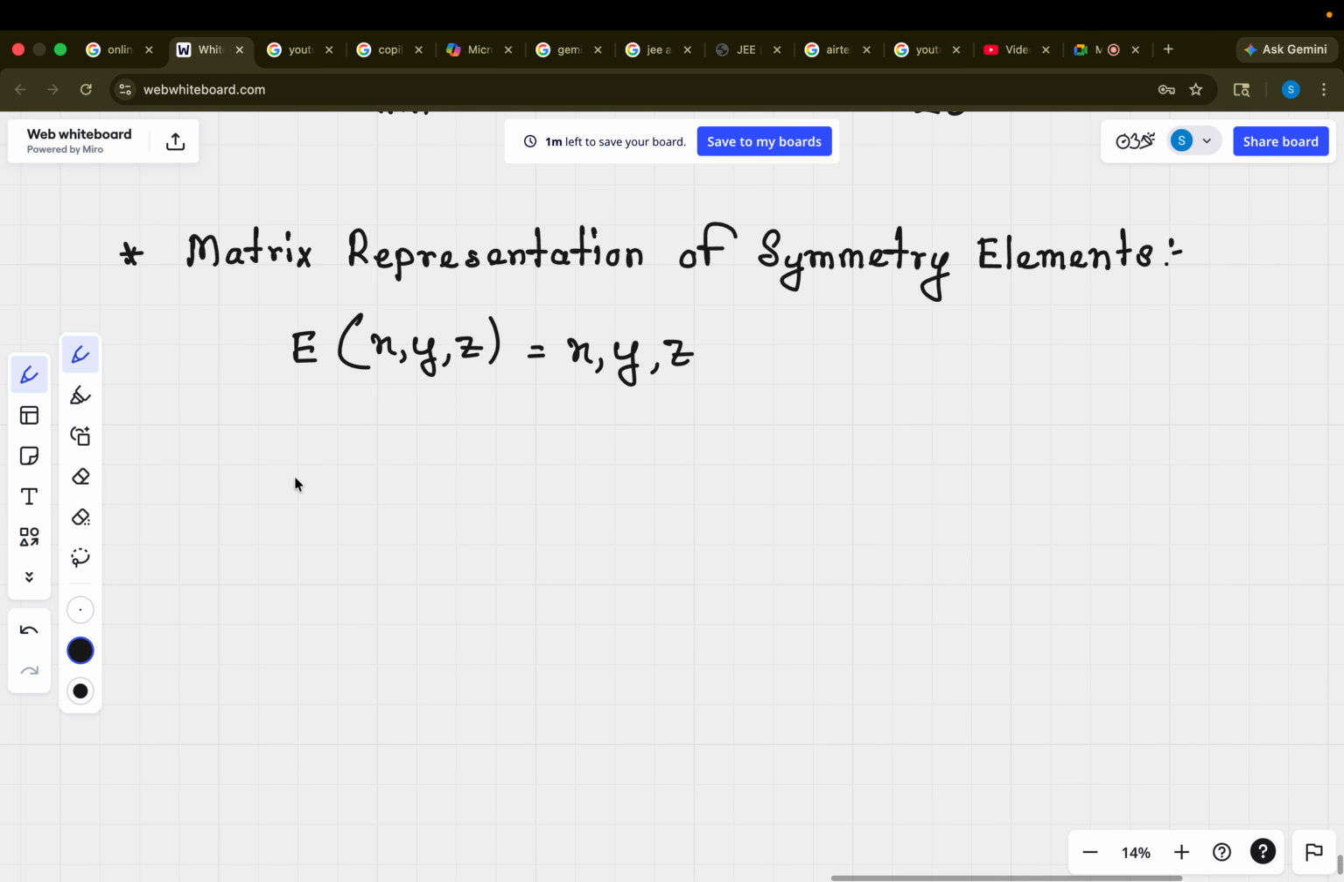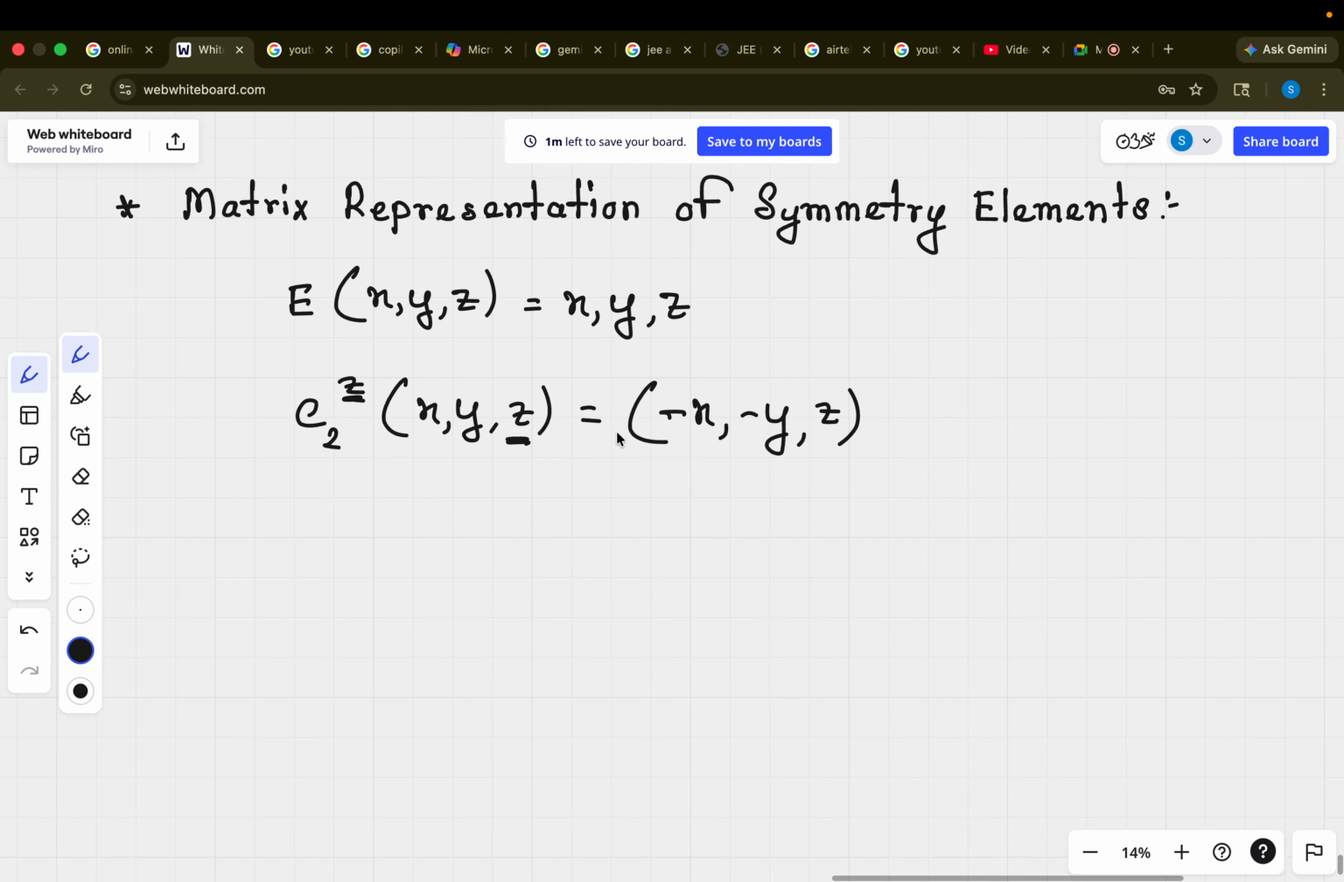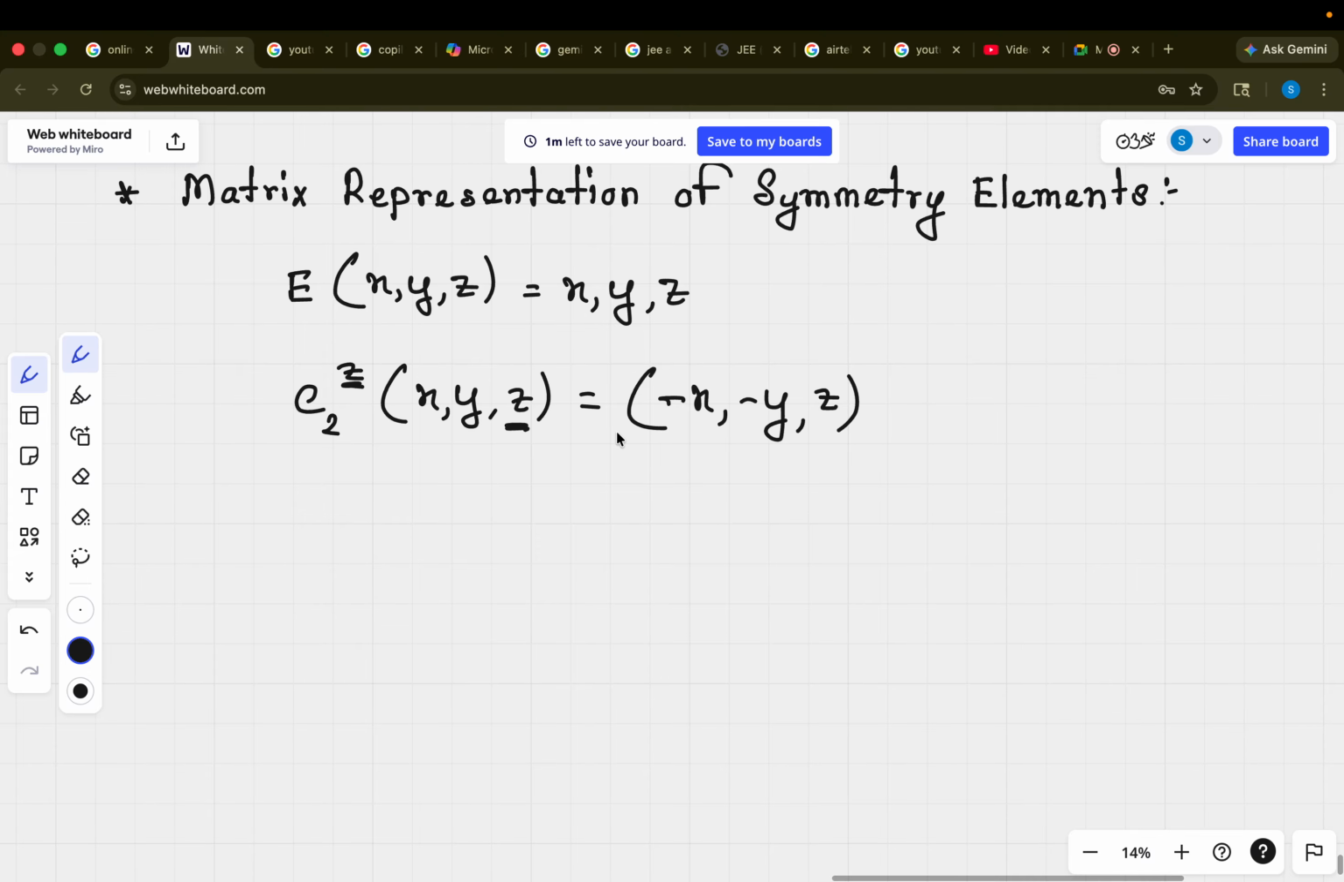So if you have this C2z, if I apply this C2z axis on your x y z, so that we have done. C2z means z will remain intact, the other two we will change. So minus x, minus y, and z will remain intact. Z is not changing at all. Now you have to represent these things in your matrix. So how to represent them in the matrix?